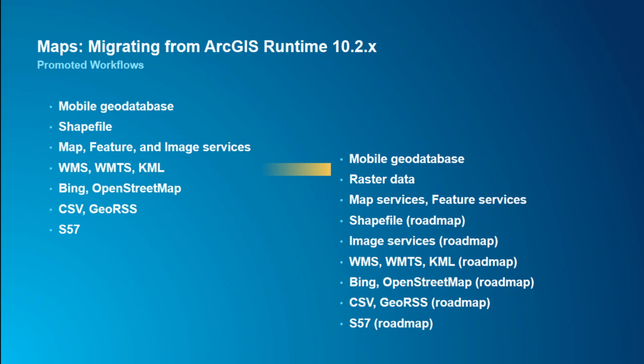In the re-engineering effort of ArcGIS Runtime 100, we had to delay releasing some of those data formats back into the API. So primarily at the moment we have support for mobile geodatabases, raster data, which is a new format that wasn't available directly within 10.2x. We support map and feature services still, but there are some other things that are on the roadmap.